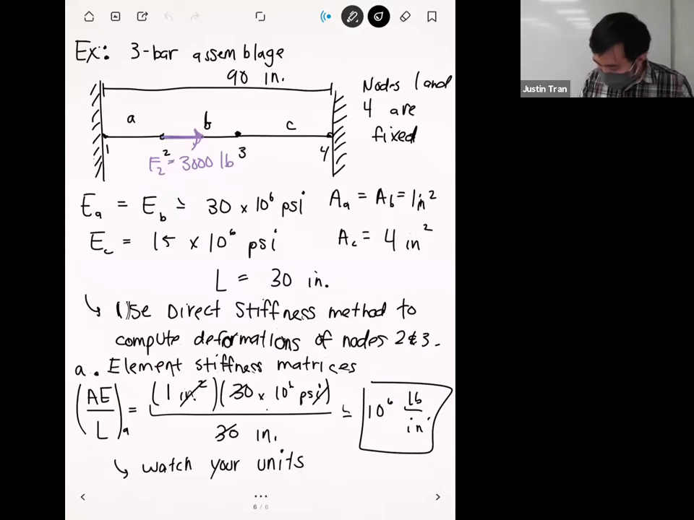Okay. And so this is going to be the effective spring constant for element B too, right? So this can be AE over L for element B. The only thing we have left is to compute it for element C, and then we can start to fill in the element stiffness matrices. Any other questions on this before I turn the page? Okay, let's go ahead and compute AE over L for element C.